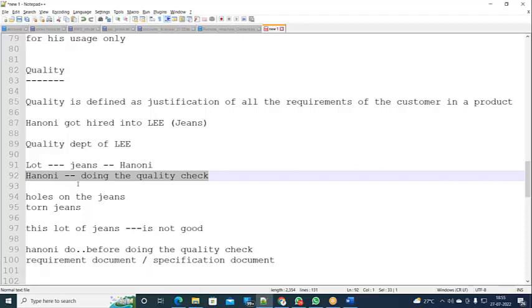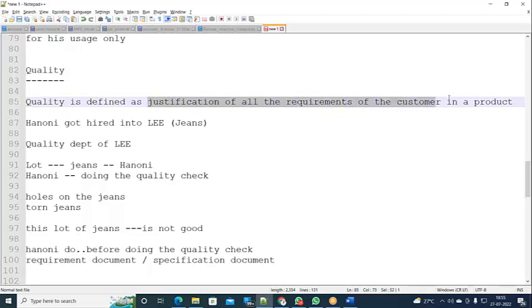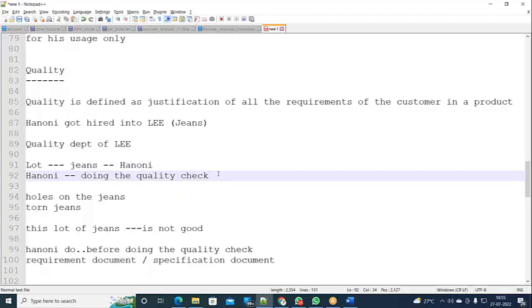Yes. Now you understand the definition of this one, everybody. Quality is defined as doing the justification of all the requirements of the customer. Are you absolutely clear with that? It is not what you think is the quality. I know everything, I think this is the quality. No, that is not the quality. What is there in the requirement? You need to understand that requirement. As per the requirement, you have to do the quality. That is what is the quality.